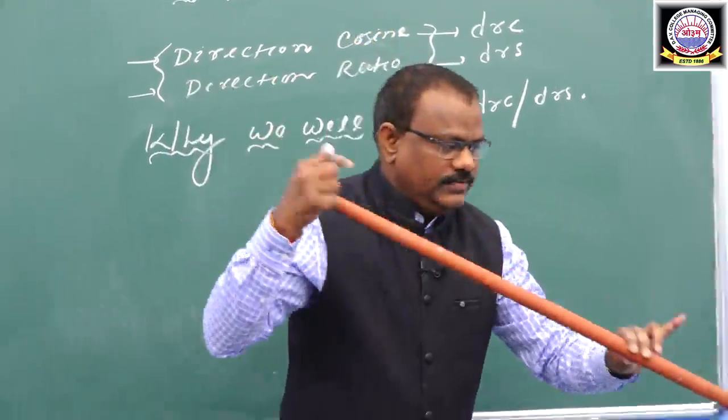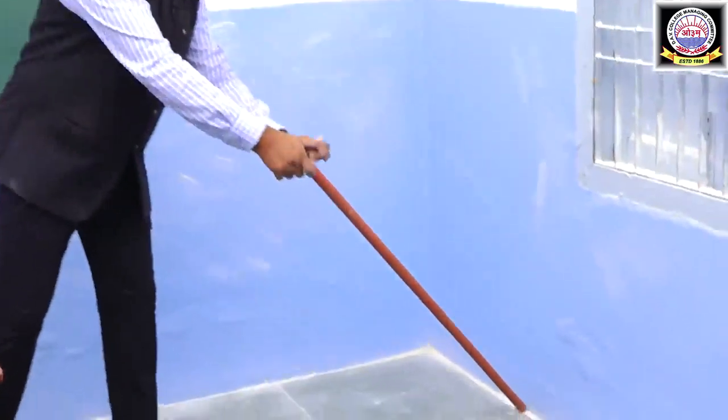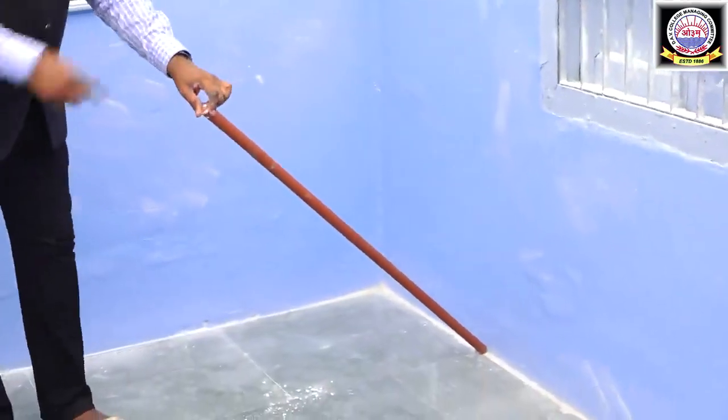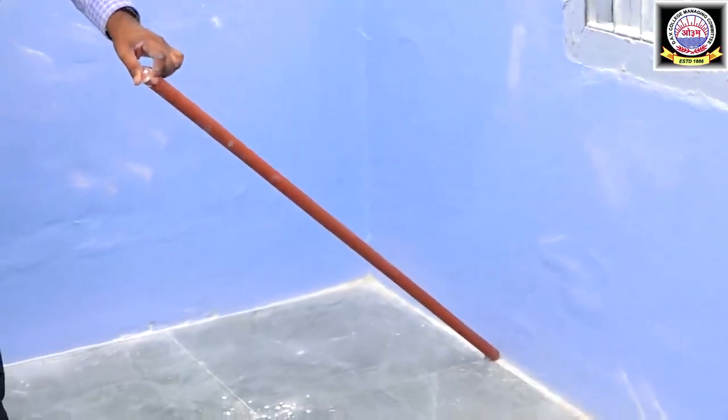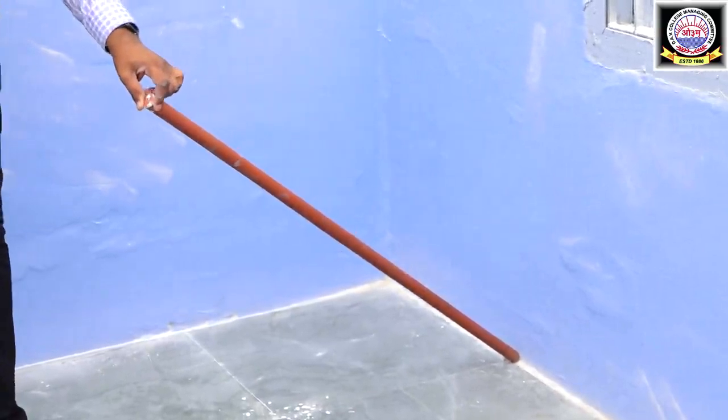Suppose I am taking this one. The line is there. This is the x-axis, as I already told. Look here. Let this be the angle. This is the angle made by the x-axis with the line. That is your slope angle.